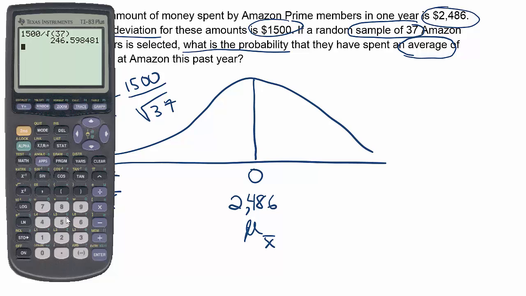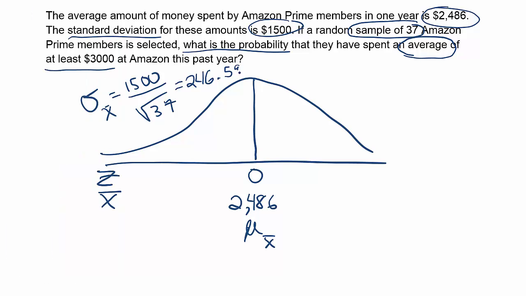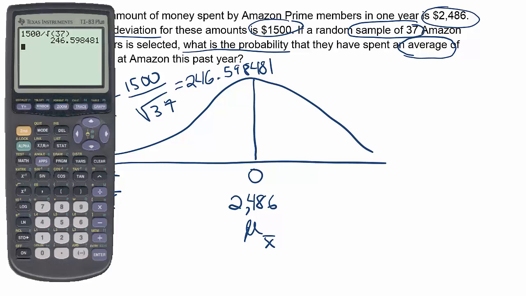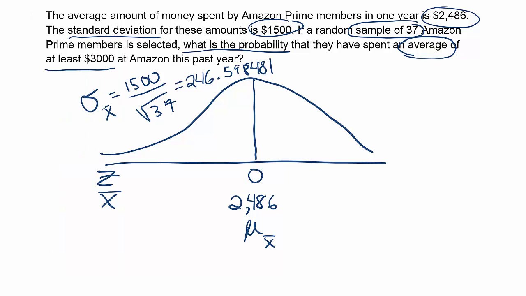So you get 246.598481. I'm going to use all the decimal places. Do you have to use all the decimal places? No, but I recommend you use at least 4 or 5, or store it in your calculator so you have it. In fact, that's what I'll do here. I'll store that in the calculator as x, so we'll remember that we have it stored. The reason we want to do that is we want to make sure that we're not rounding before the final step of the problem.